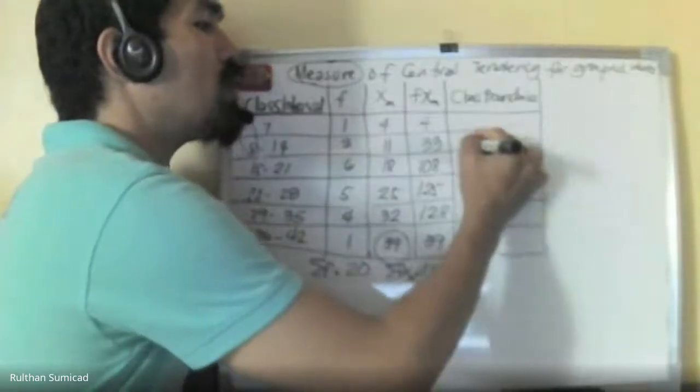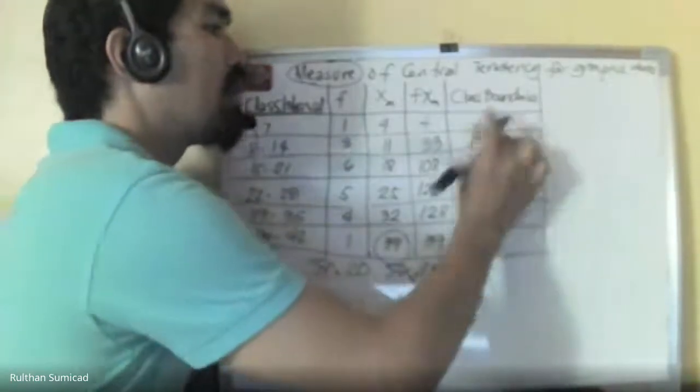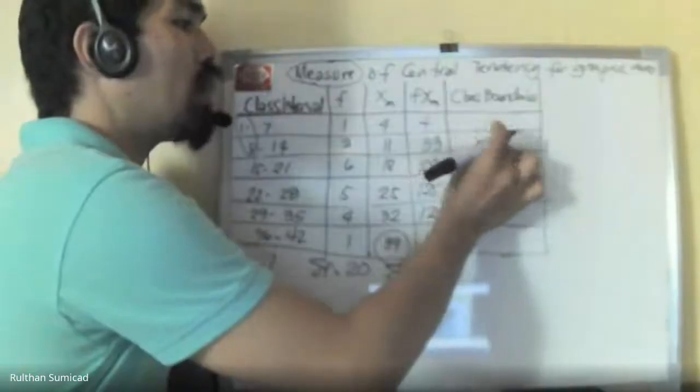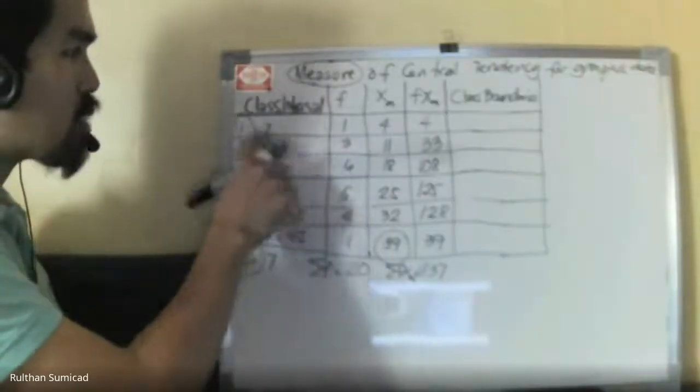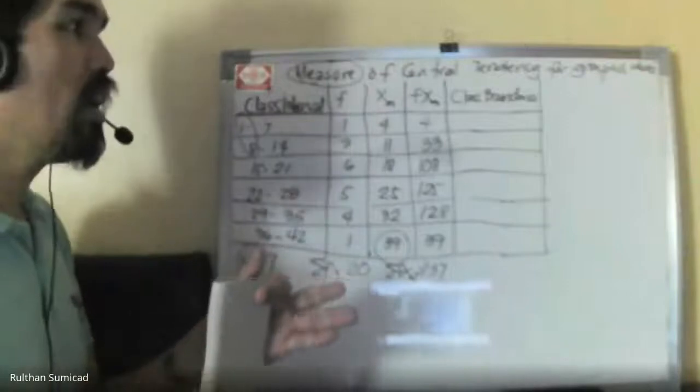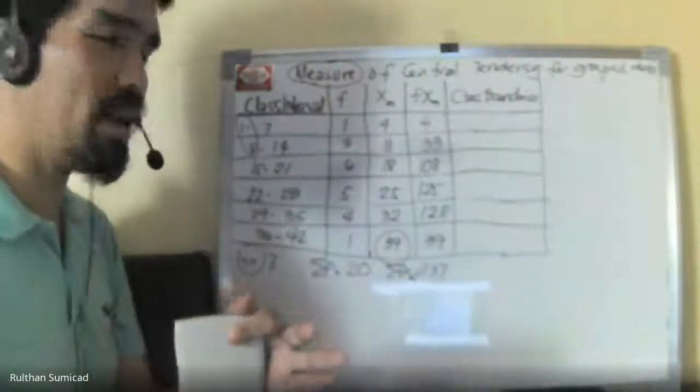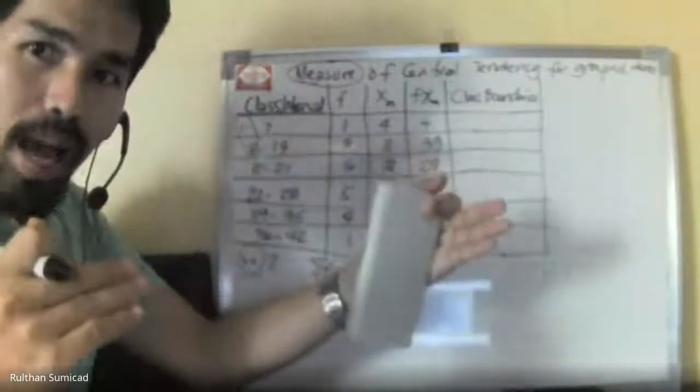Class boundaries is also known as the true limits because they're the true boundary or the true limits. Because if you notice here, we have 1 to 7 followed by 8 to 14. So there is a gap between 7 and 8, a gap of 1 point. So the class boundaries, or also known as the true limits, would eliminate the gap.